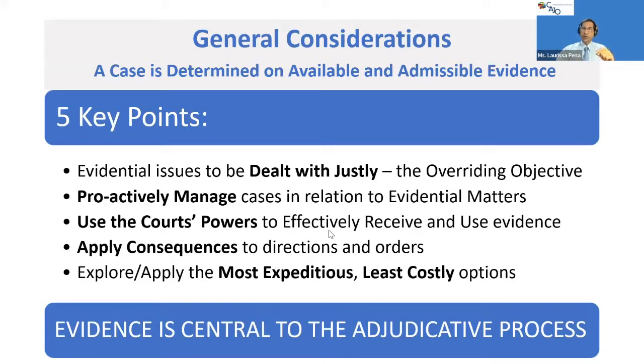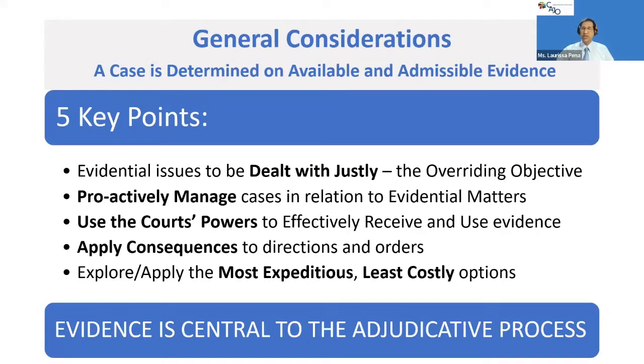Courts must use the court's powers to receive and use evidence. We're going to look at this in a little more detail, but you have many powers under Part 26. You have to use those powers effectively. Apply consequences, every direction and order. The application of consequences is critical to the CPR. And as the overriding objective has stressed, you need to explore the most expeditious, timeliest, and least costly options.